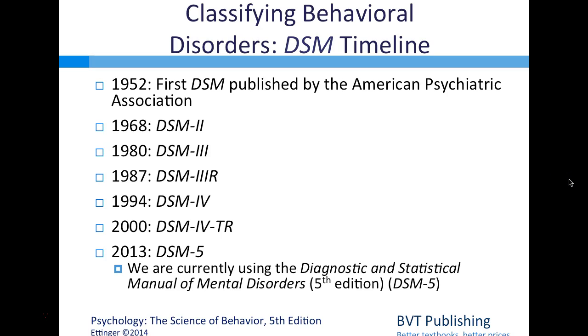Okay, so let's talk a little bit about how we classify behavioral disorders. The American Psychiatric Association in 1952 first published the DSM, which stands for the Diagnostic and Statistical Manual of Mental Disorders, okay? In 1968, you can see the timeline here, and then 2013, DSM-5. So this is what we're currently using, the DSM-5, which is the 5th edition of the Diagnostic and Statistical Manual of Mental Disorders.